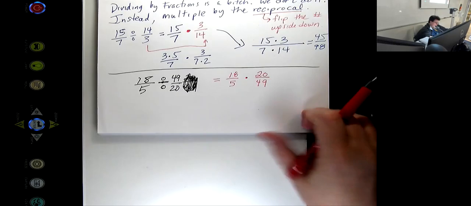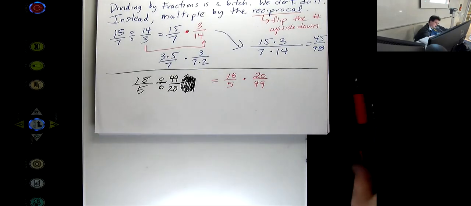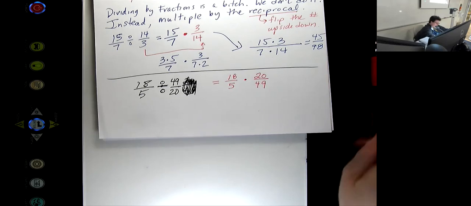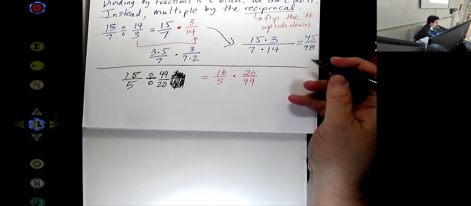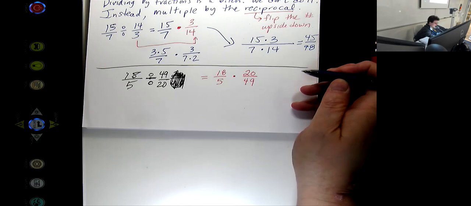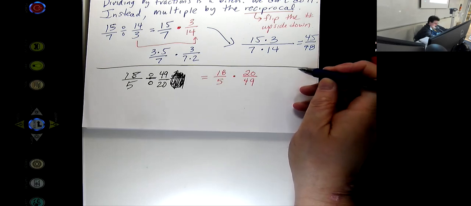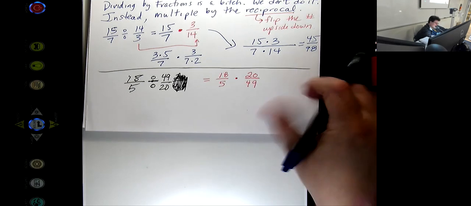Okay. So if you got to this point, rather than multiplying straight across right away, you try to break the numbers down and see what cancels out. So what do we have here that might cancel out?